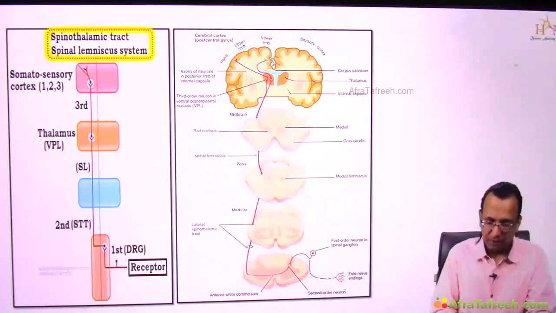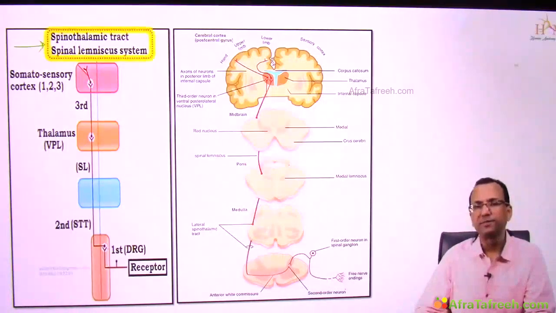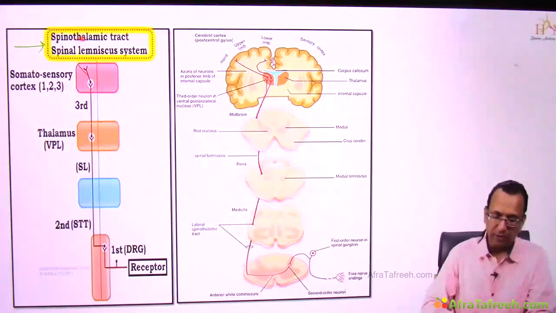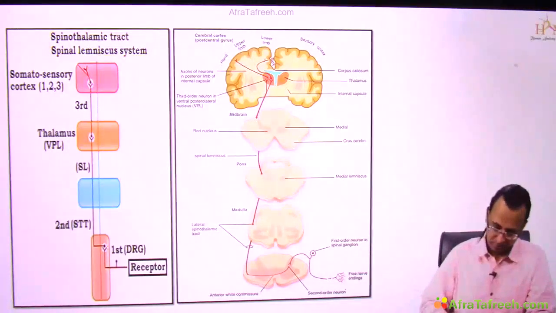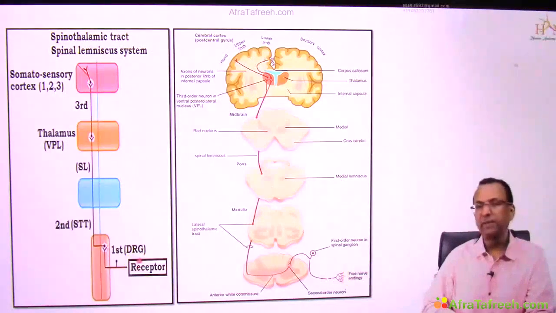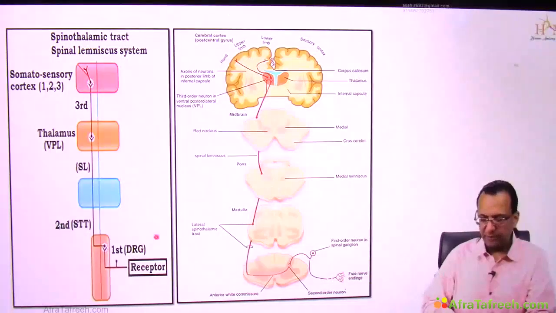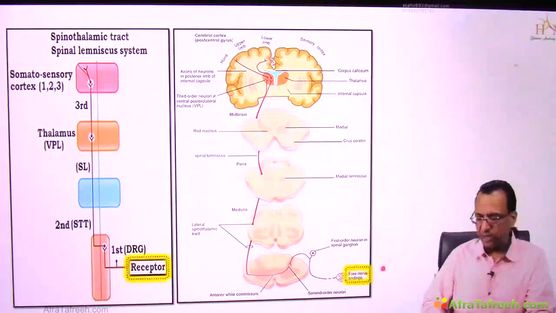The spinothalamic tract, spinal lemniscal system. Actually, the spinothalamic tract carries the first order neuron and the spinal lemniscal system the second order neuron. Who is the receptor carrying pain and temperature? Yes, pain and temperature of the body, the receptor is the free nerve ending. So free nerve endings are carrying pain and temperature.